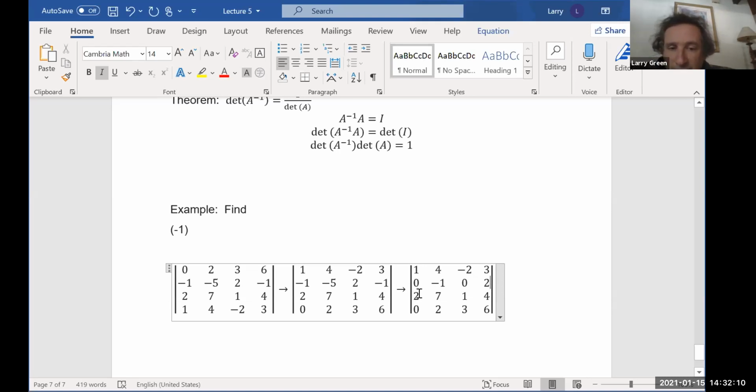And similarly, I'm going to multiply row 1 by -2 and add it to row 3. And when I do that, I get 0. That's the whole point. And then -2 times 4 plus 7 is -1, right? -2 times -2 is 4 plus 1 is 5. And 3 times -2 is -6 plus 4 is -2.